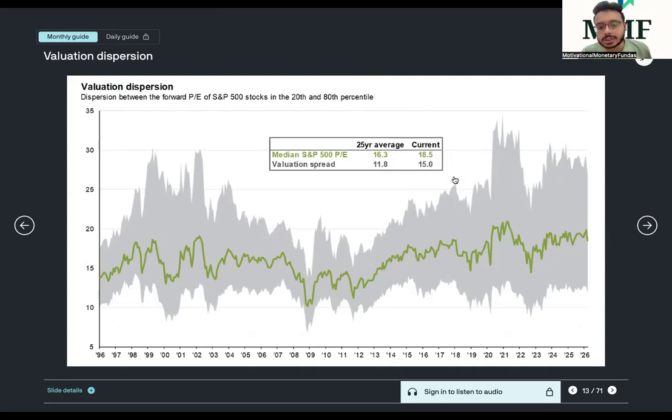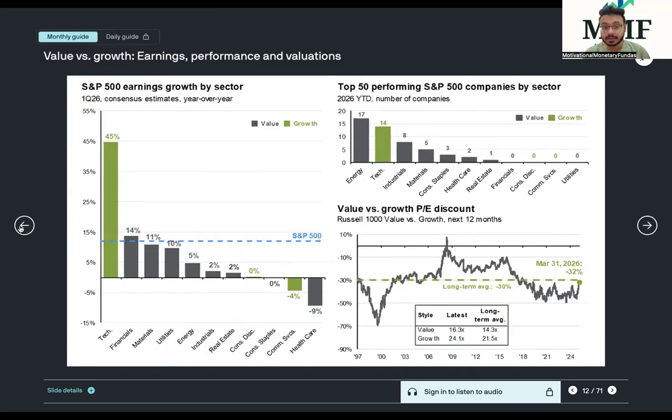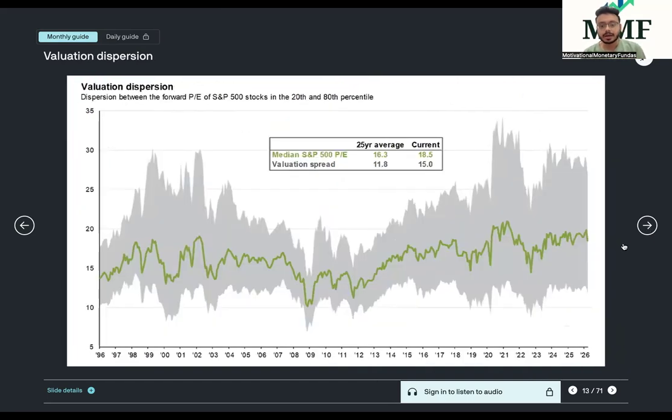So, when this valuation spread tends to increase between the 20th percentile stocks and the 80th percentile stocks, it means the money can shift from the growth stocks to value stocks now. And the other sectors like energy or consumer staples, not consumer discretionary. Your consumer discretionary is not a theme in the US, it's a theme in India, right? Your industrials, materials, consumer staples, healthcare, real estate, financials can perform really very well, right?